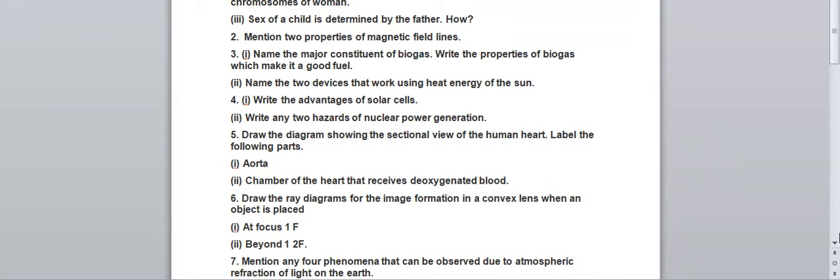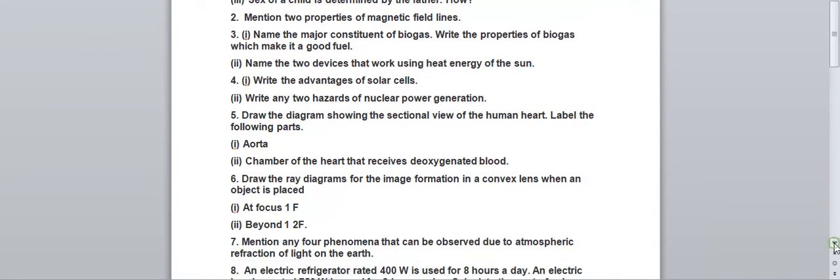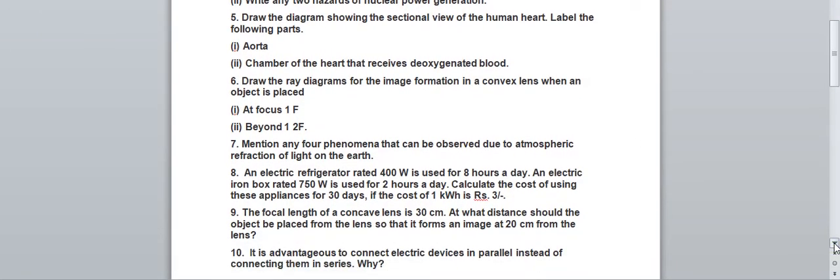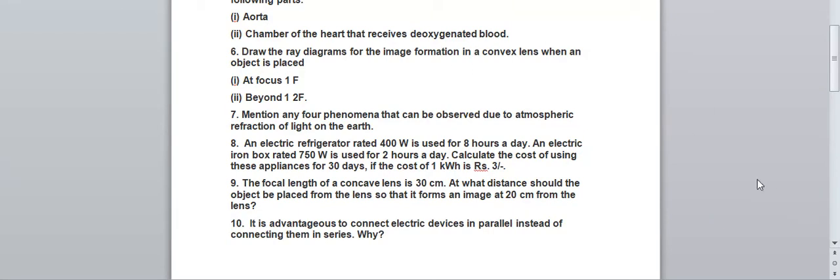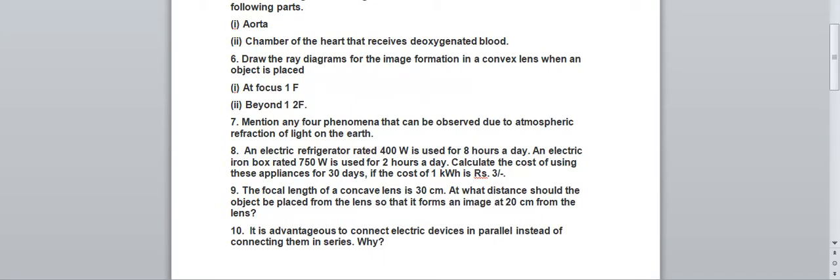So you have to mark these 2 things in the diagram of the heart. Next, question number 6. Draw a ray diagram of the image formation in a convex lens when an object is placed at focus 1f and beyond 1f. So you have to draw a ray diagram.